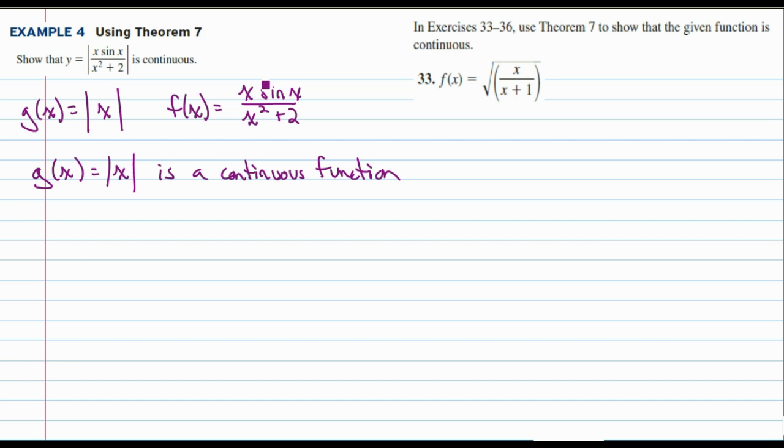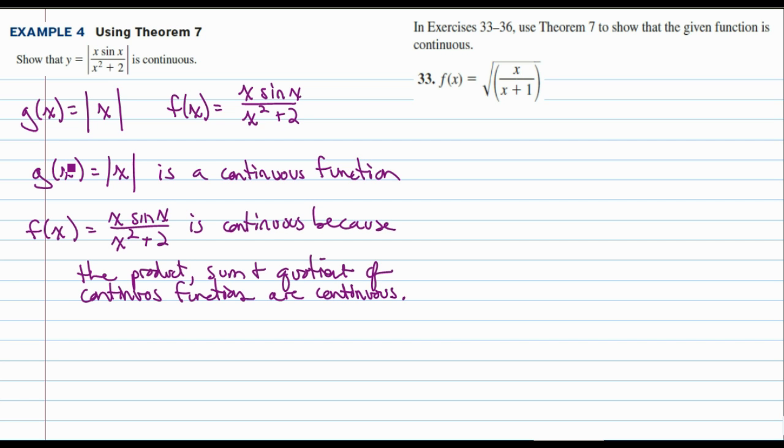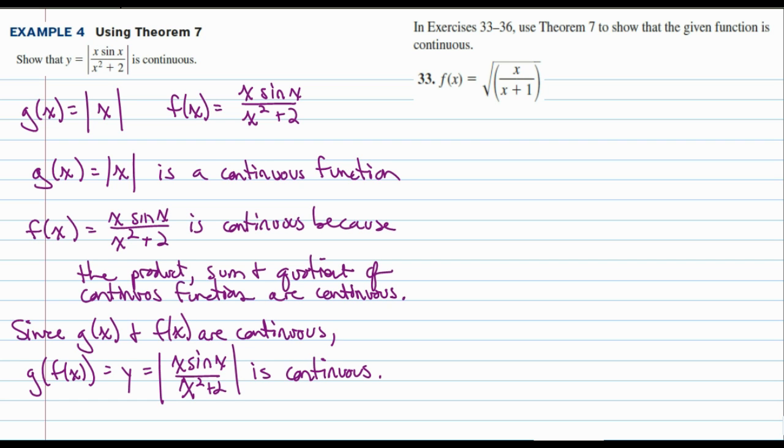x is continuous, sine of x is continuous, x squared is continuous, 2 is continuous. Therefore, the product, sum, and quotient of all of those functions is still continuous by theorem 6. So now, since g of x and f of x are continuous, g of f of x, which equals our final function, is also continuous. Now try problem number 33.